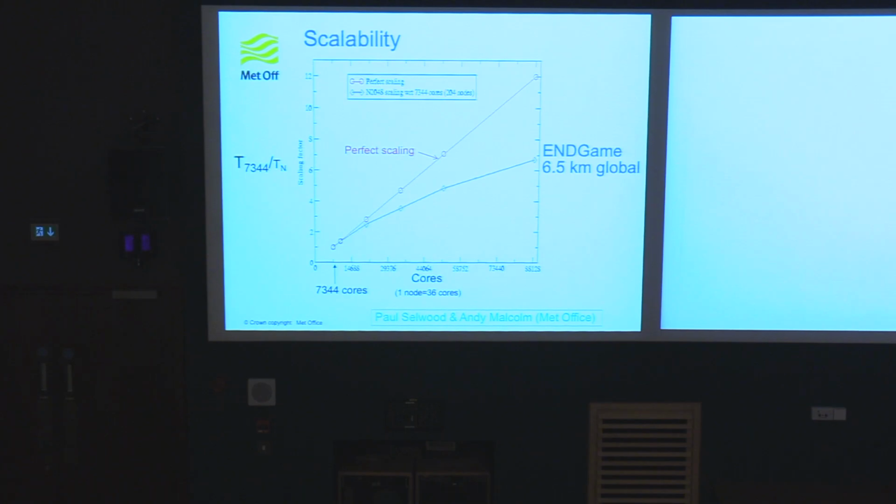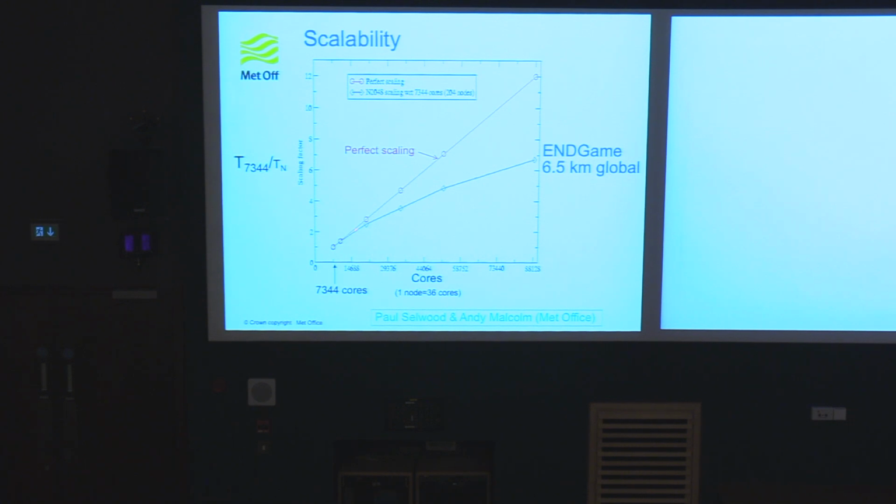So how well are we doing at the moment? This is what's called a scalability curve, where we run the model on a certain number of processors. So here, 7,344 cores. We then run it on an increasing core count, and we look at the time to completion of the model on those cores. If we double the number of cores, with a perfectly scalable model, the time to completion should halve. And that's what I plotted here as a red line. Well, I didn't plot it, Paul Selwood and Andy Malcolm did, with thanks to them.